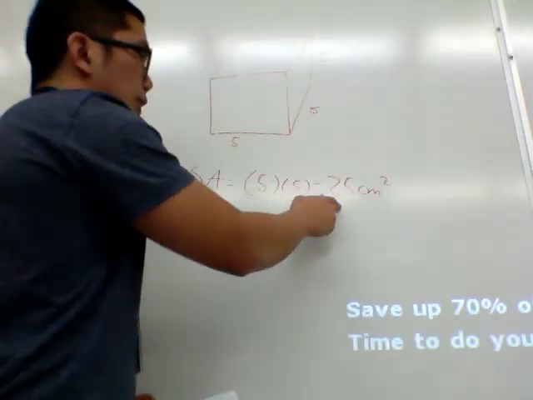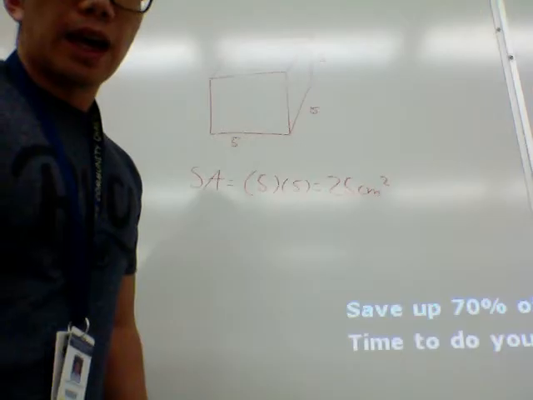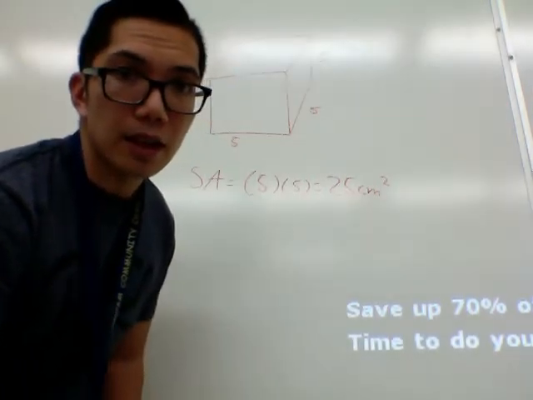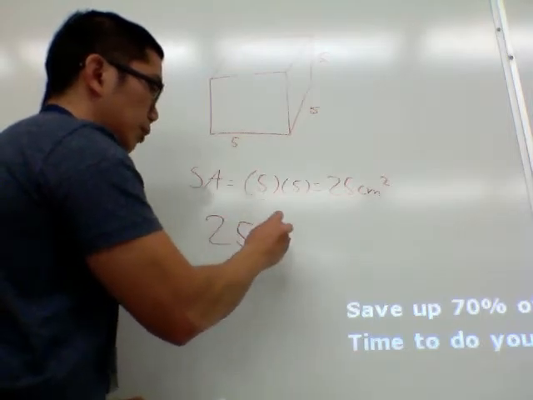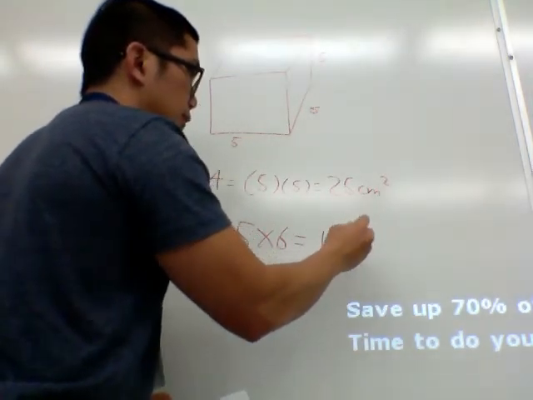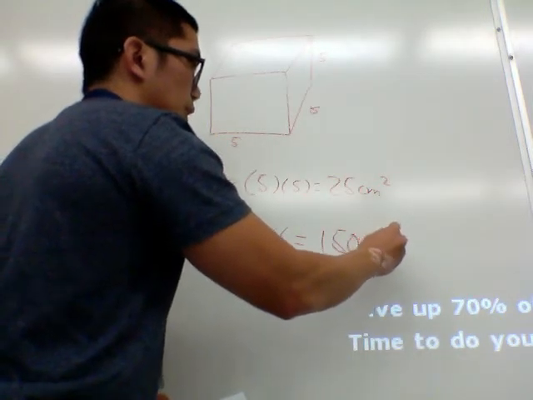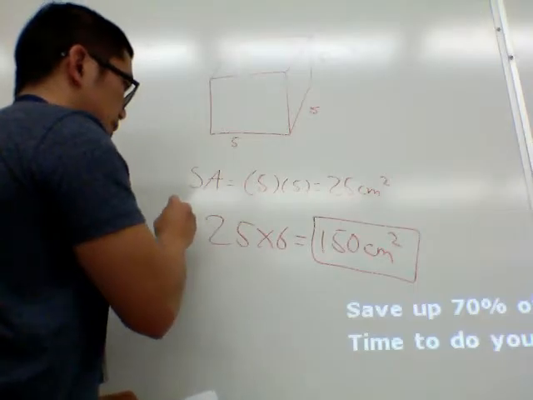And then what you do after that is, if it's a cube, all of the faces are the same, and there are 6 faces, so that means that you just have to take the 25 and multiply it by 6, and you get the surface area is 150 centimeters squared. That's the surface area.